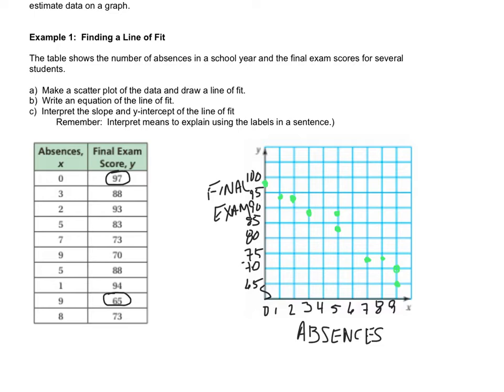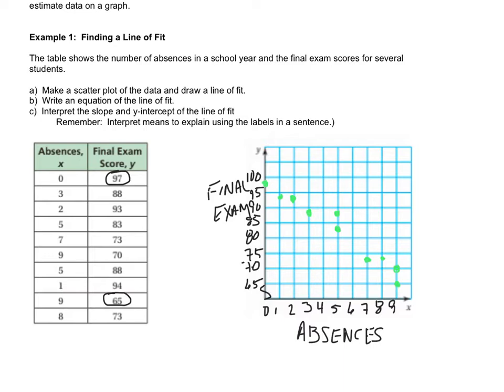So we're not claiming that if you have 5 absences, you're going to get a certain score, because this is real data. Just like over here, there are 2 students that had 9 absences, and one of them got a 65 and one of them got a 70. But overall, you can see the more absences you have, you're going to be typically lowering in your score.